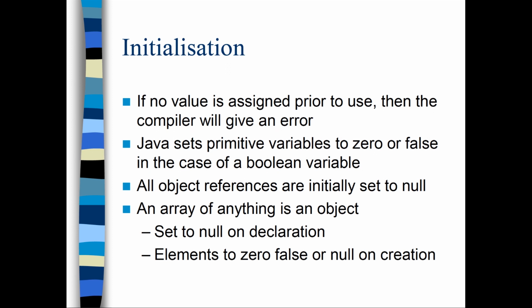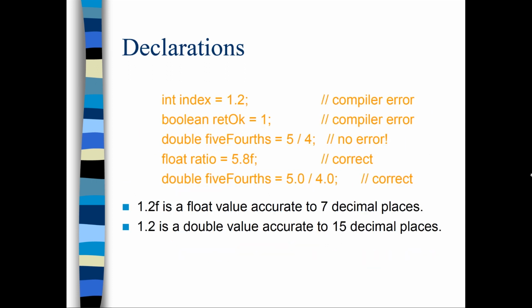So initially they are set to null unless there is a constructor defined. And an array of anything is an object. That is, when we declare an array, it is set to null on declaration, and elements to 0. The elements inside the array are set to 0, false, or null depending upon the type of array on creation. So let's get ahead and see what things are to be done in Java.